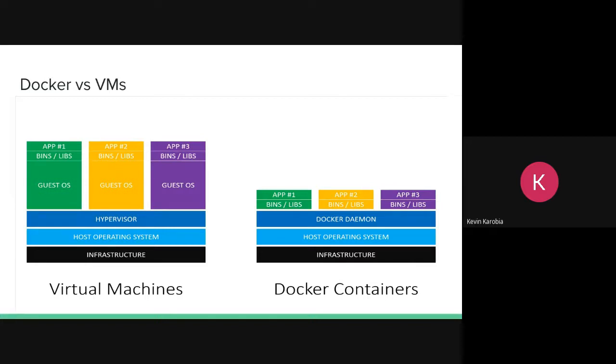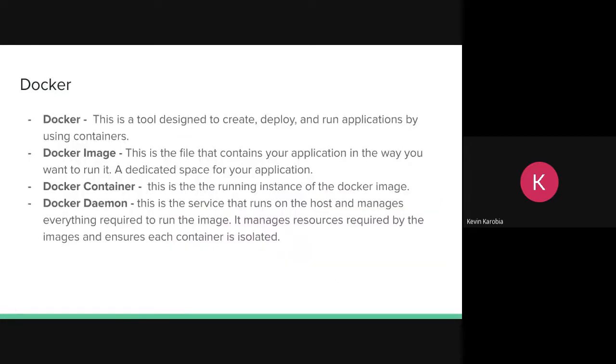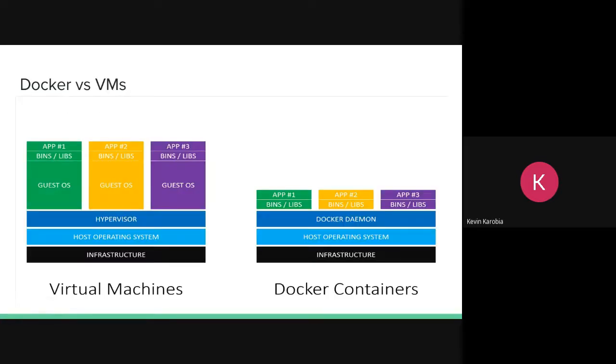And it's also going to make sure that app one is isolated, that app one only does the job that it requires to do. It doesn't spill out and do other things on the other side. So that's what the Docker daemon does. This service runs on the host. It manages resources required by the images and ensures that each container is isolated. All right, I hope you've understood this.